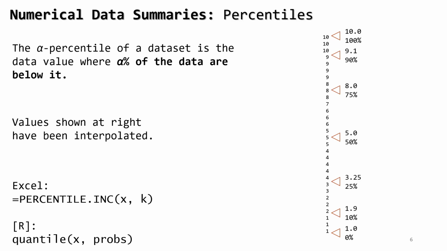Now we move on to numerical data summary statistics. Percentiles of the data give you an idea of the distribution of values within a sample. The alpha percentile of a data set is the value where alpha % of the data are below it. In Excel or R, it is easy to find the data corresponding to the desired percentile alpha. Both Excel and R interpolate their percentiles, so the percentile values do not always correspond to one of the data values.